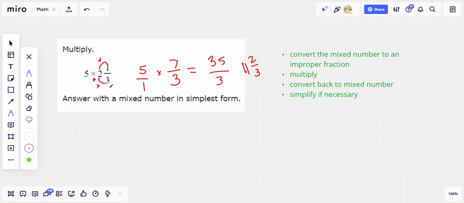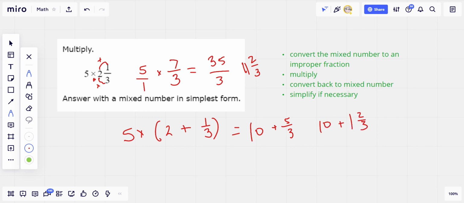Now, this might be simpler to do as a shortcut. The shortcut is this. You think about 5 times 2 and 5 times 1/3. 5 times 2 is 10, and 5 times 1/3 is 5/3, 5 over 3. 5 over 1 times 1 over 3 is 5 over 3. Now, this is an improper fraction, so we'd want to convert that back. How many 3's are there in 5? Well, 1 with 2 left over, so it's 10 plus 1 and 2/3. Oh, well, that equals 11 and 2/3.